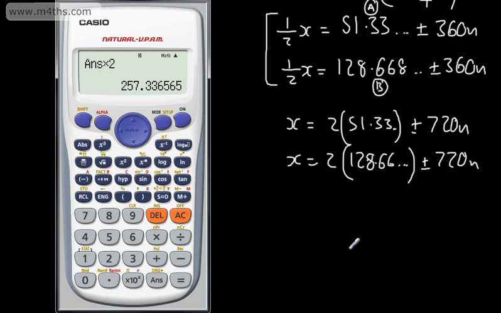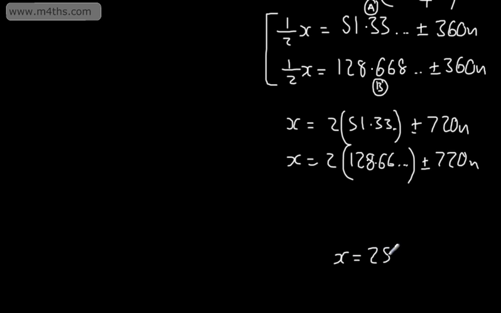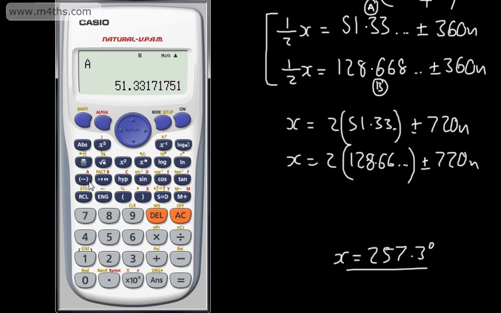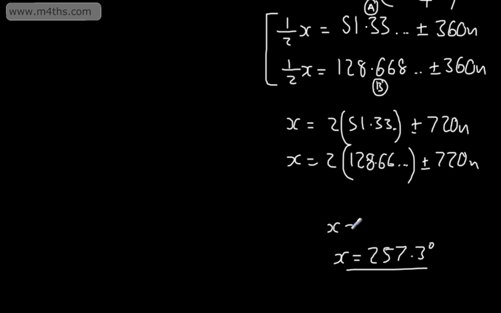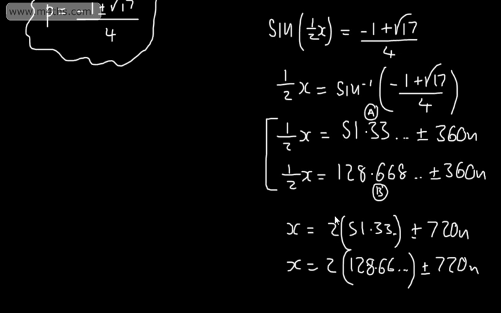I'll do these ones to 1 decimal place. In the last video we looked at that. X is equal to 257.3 degrees, so that's that one. And then of course we've got A just here, and multiply that by 2, and that's 102.7. So X is going to be equal to 102.7, and that is the other one. So they're the only solutions in the interval.